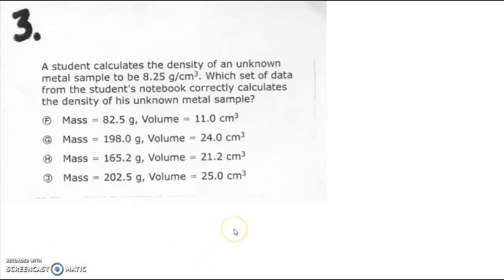For number 3, a student calculates the density of an unknown metal sample to be 8.25 grams per cubic centimeter. Which set of data from the student's notebook correctly calculates the density of his unknown sample? Well, you just have to try. Set up your equation, density equals mass divided by volume. And here's your mass and here's your volume. And you try these until you find the one that comes out to 8.25.